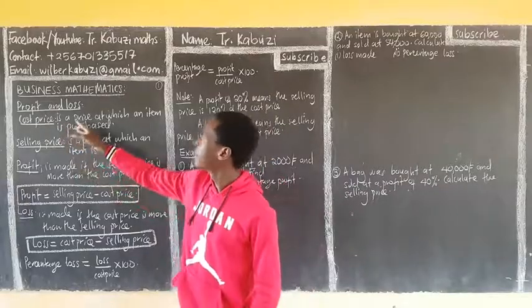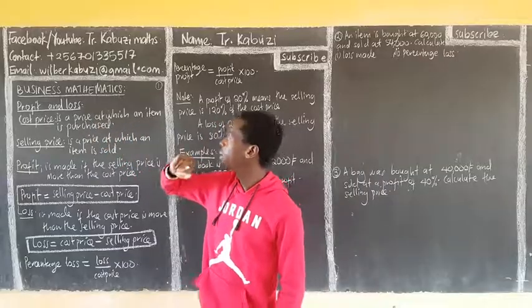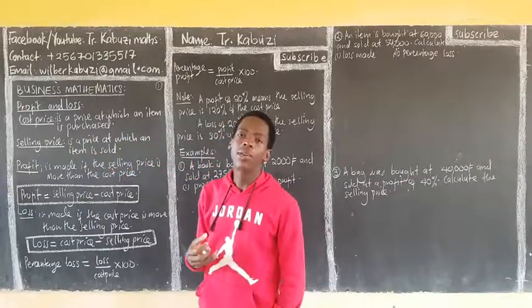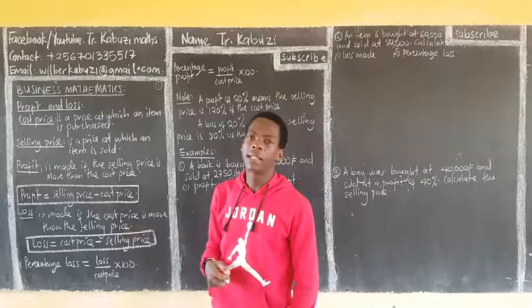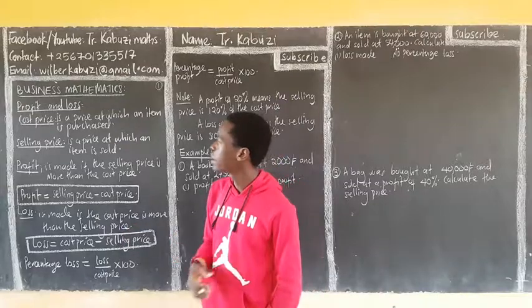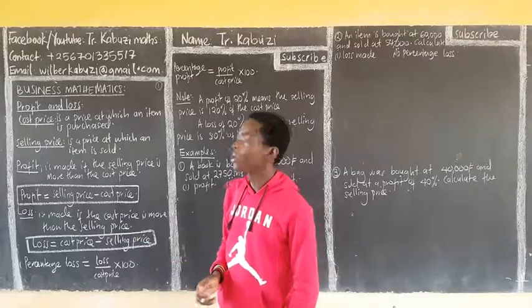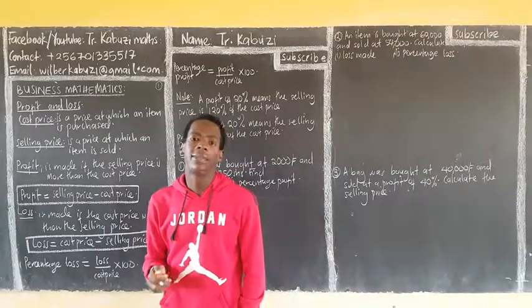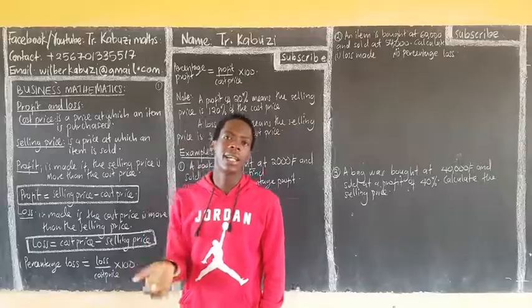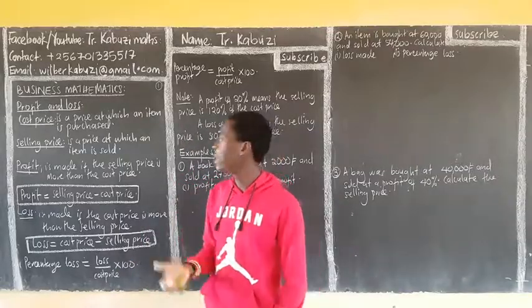A cost price is the price at which an item is purchased. So the amount of money you give when you are purchasing something, that's what we call the cost price. Then the selling price is the price at which an item is sold. So after you have bought that item, you can decide to sell it. When you sell it, that amount is what we call the selling price.